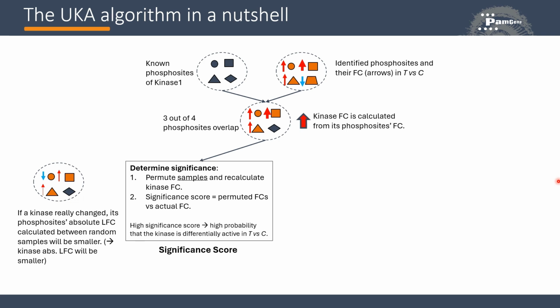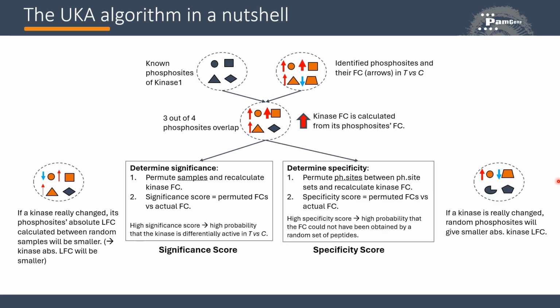The second score for assessing whether the kinase is significantly changed is the specificity score. For the significance score, the samples were permuted, and for the specificity score, the phosphosites are permuted between phosphosite sets. Thus, it is not our actual observations that we permute, but the database. If phosphosites are permuted, random peptides will be assigned to kinases. If a kinase is really changed between two conditions, it is unlikely that random phosphosites will give similar fold change.